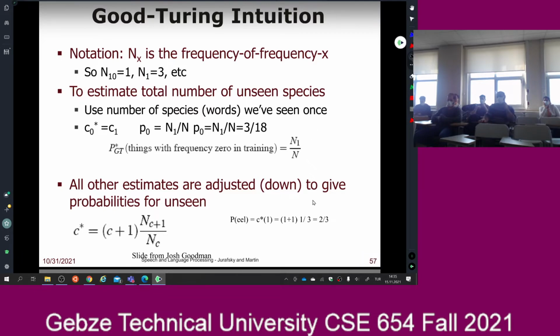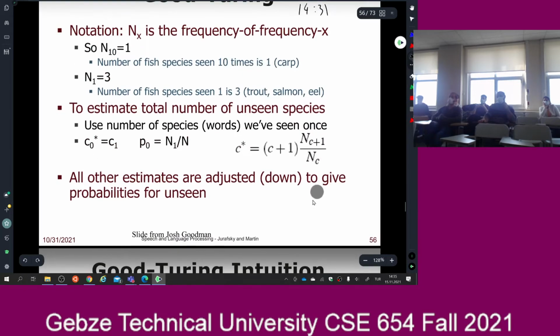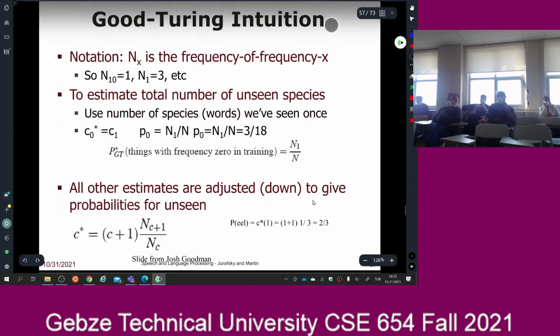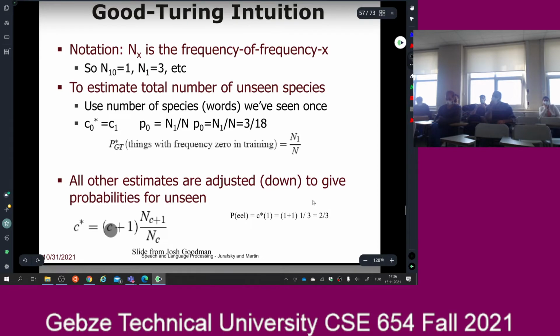Okay. And if I like to do it for the eel, which is caught once, right? Yeah, it is once. So its probability is going to be, okay, P of eel is going to be the count of eel, which is 1, plus 1, times 1 over 3. That means, okay, 1 is the number of counts. 1 is this one. This is 1 plus 1.